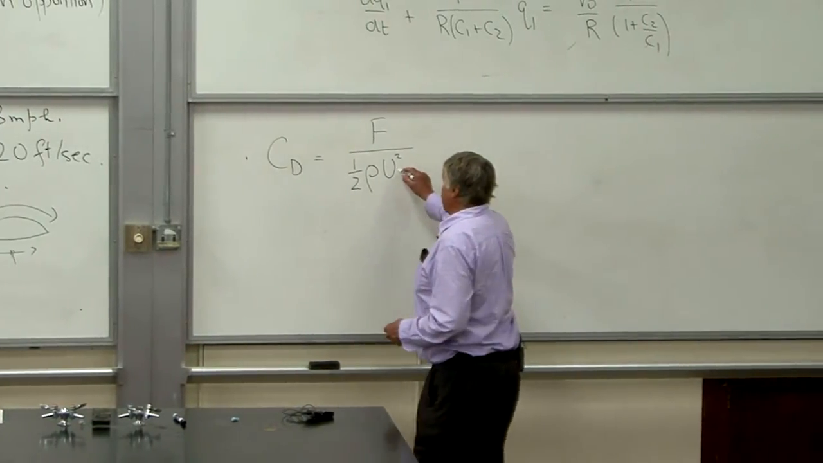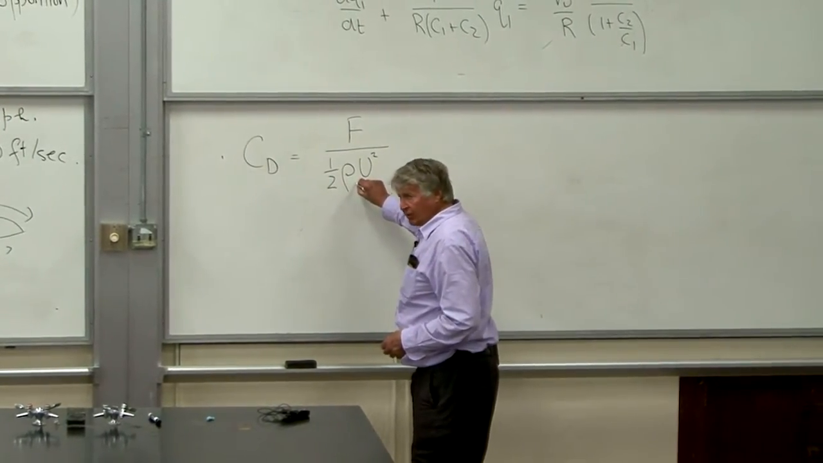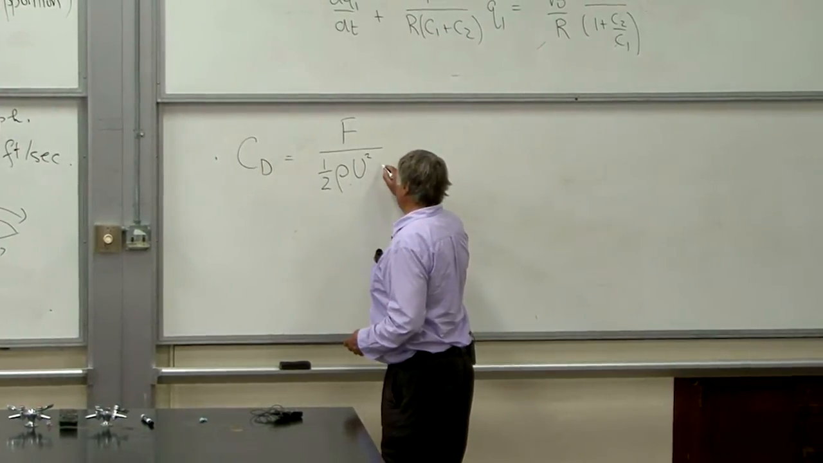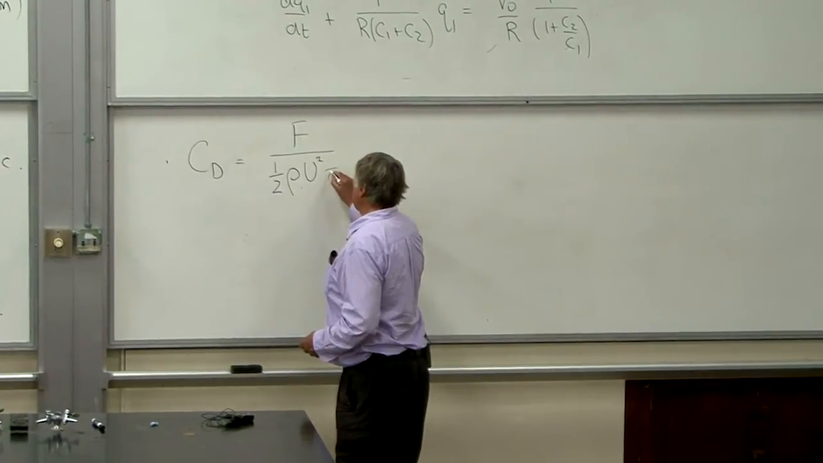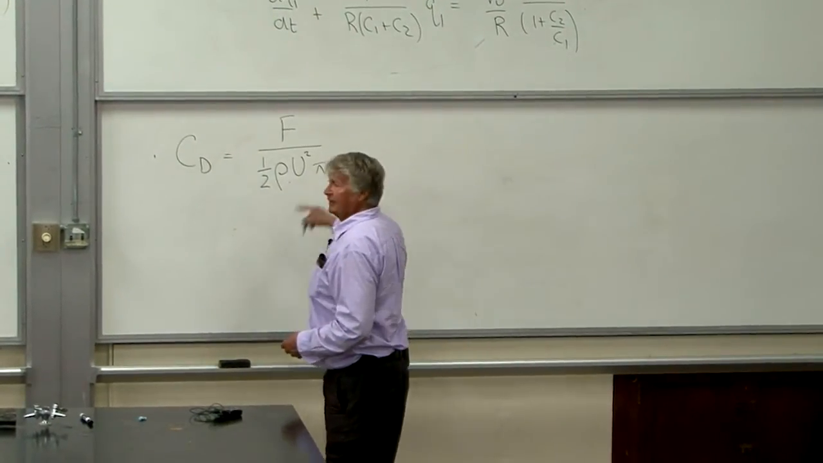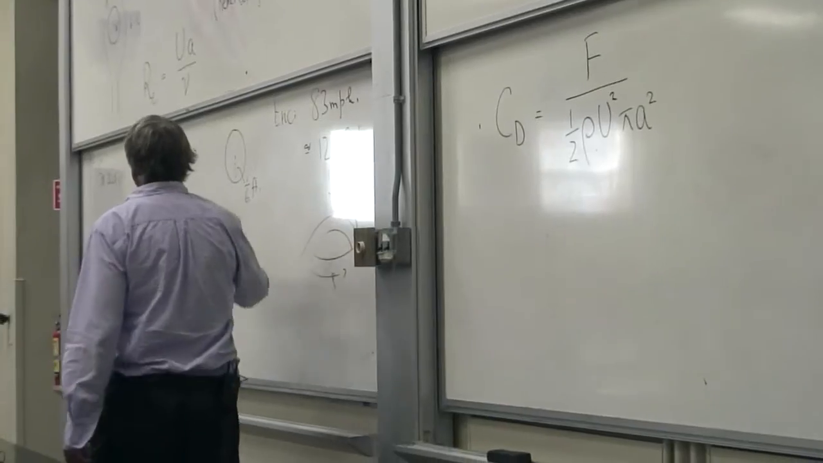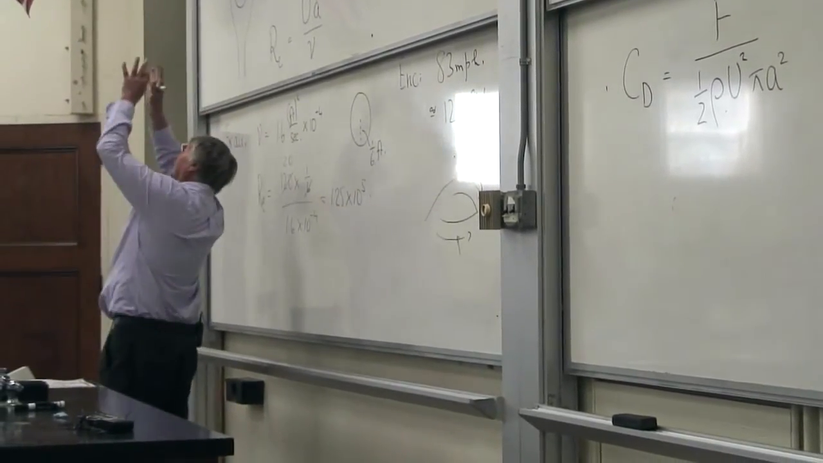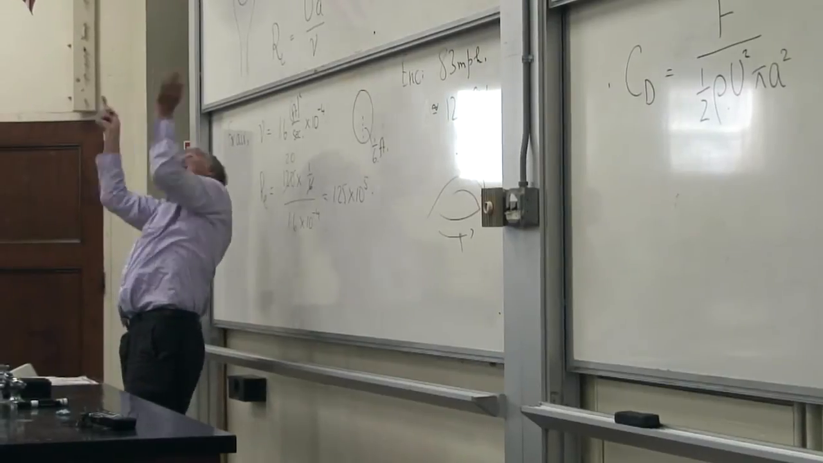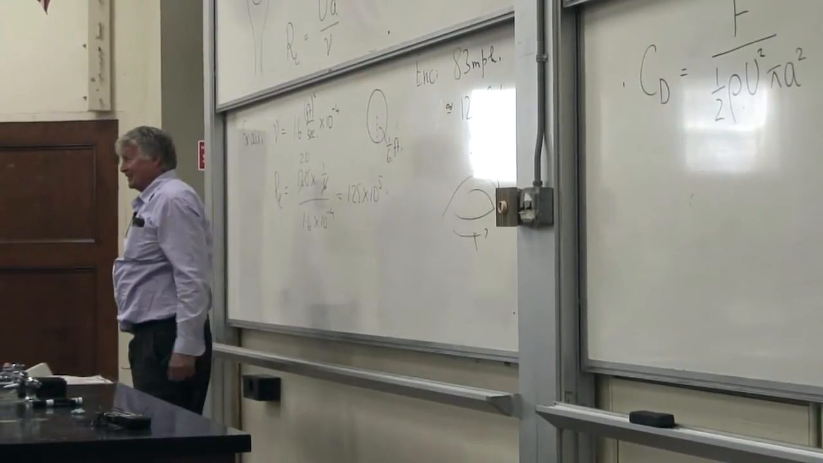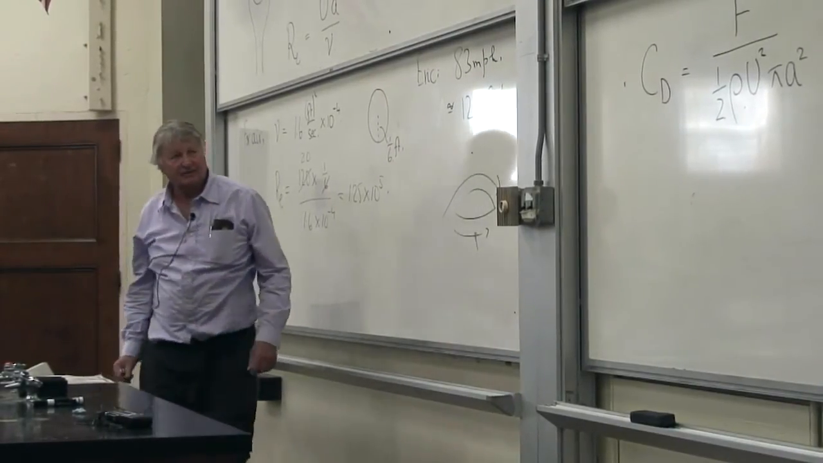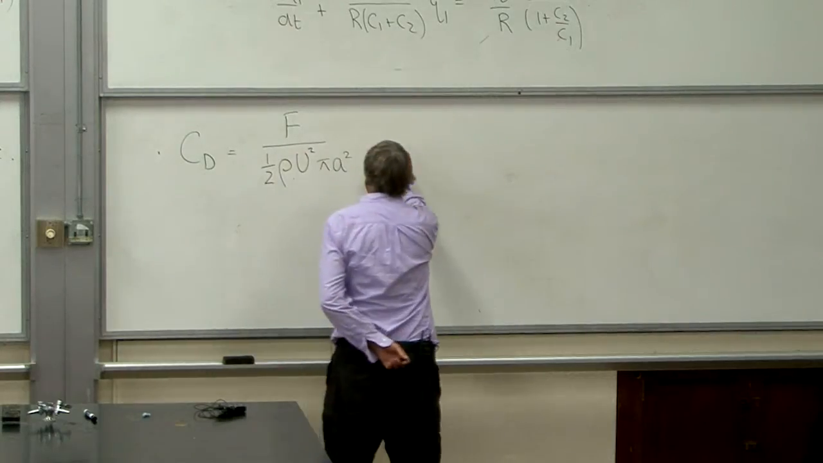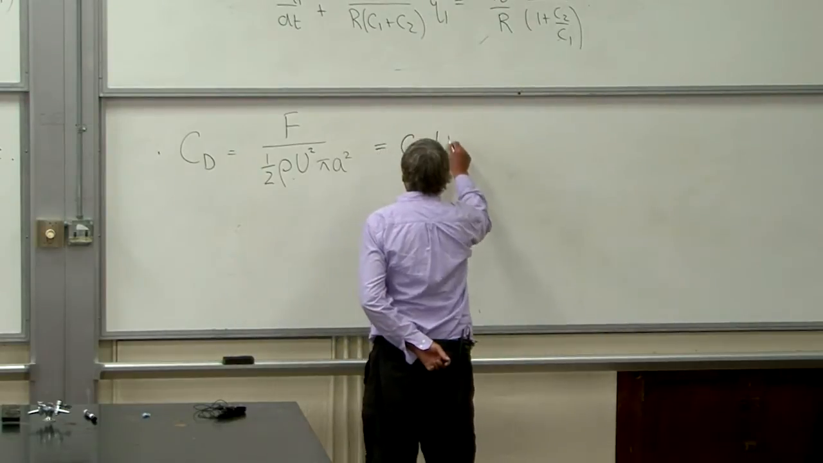Now to make this into a force, this is just a pressure. Pressure is force per unit area, so I have to multiply by an area, which we'll say is pi a squared. That's a cross-sectional area. For instance, it's the area you would see if this sphere is falling on you, the circular area going to hit your head. So this guy is a function of this Reynolds number.